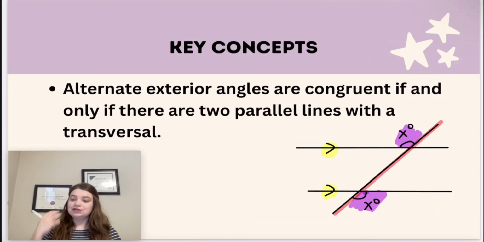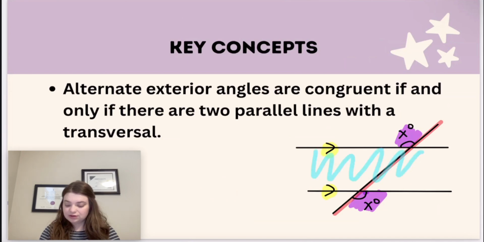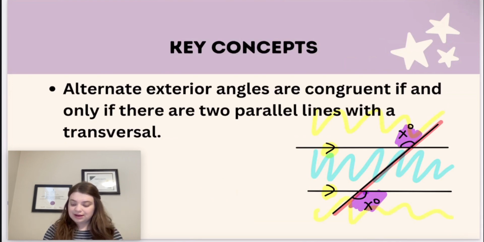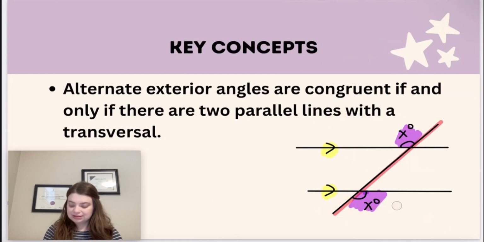And then what about exterior? Notice that both of these are not on the interior between the two lines. They're on the exterior. They're out here and out here. And so that's where the name comes from, alternate exterior.